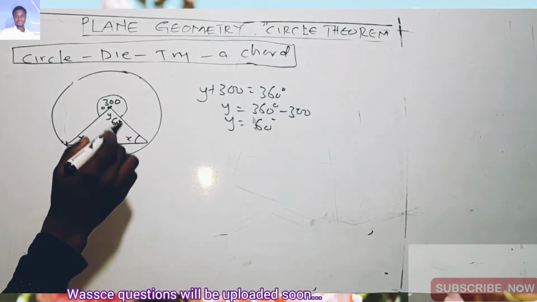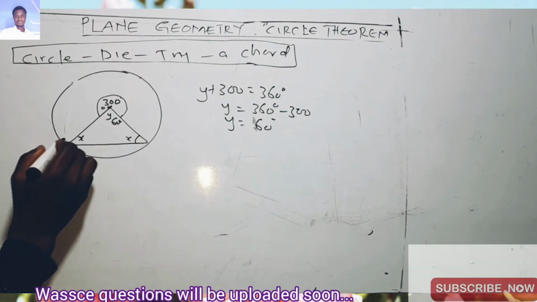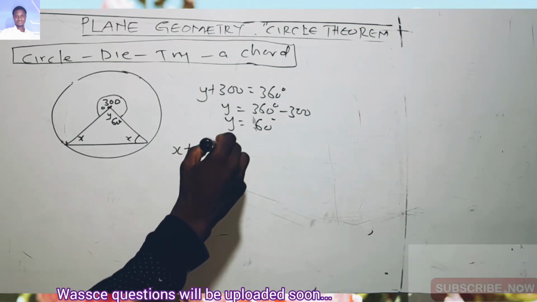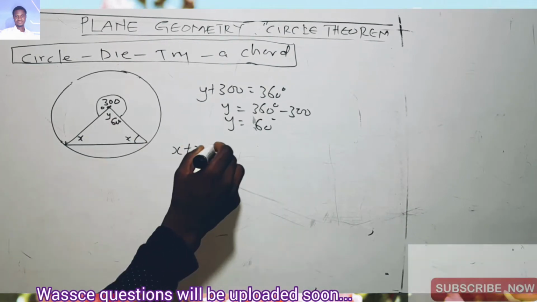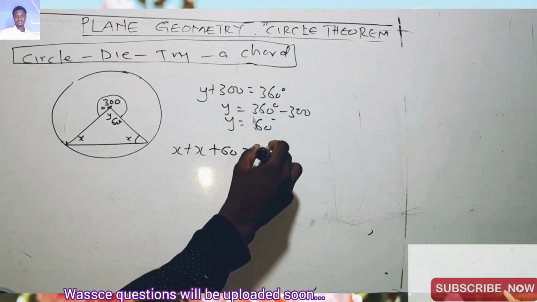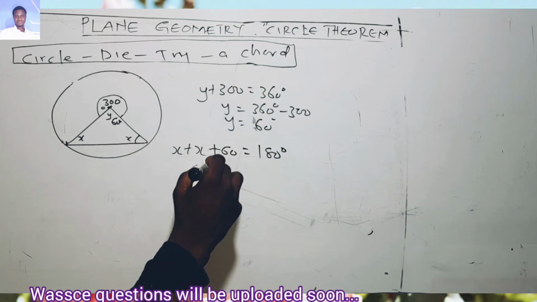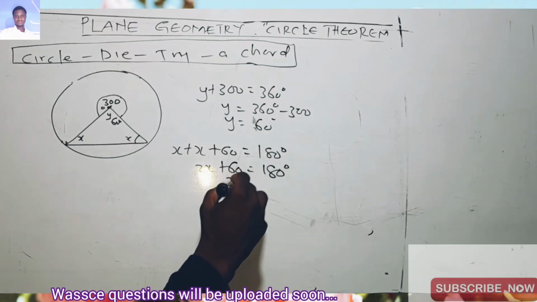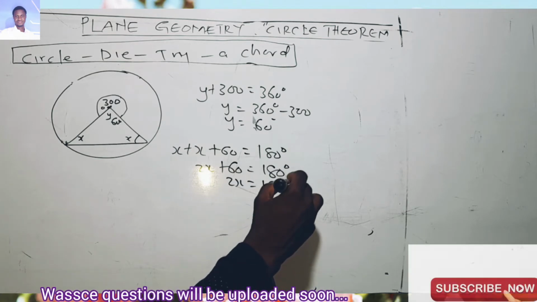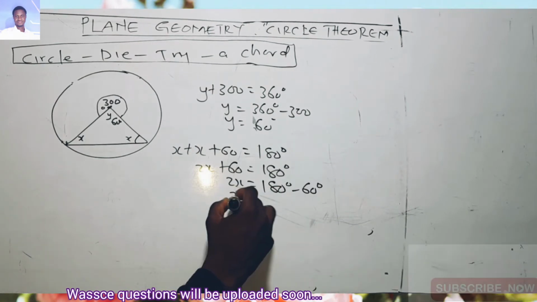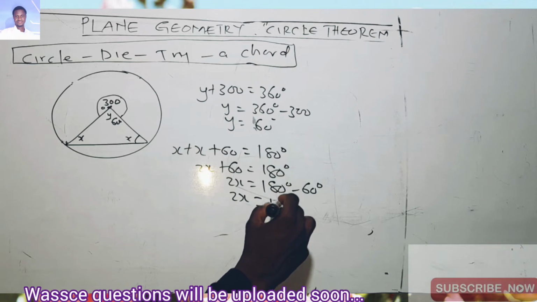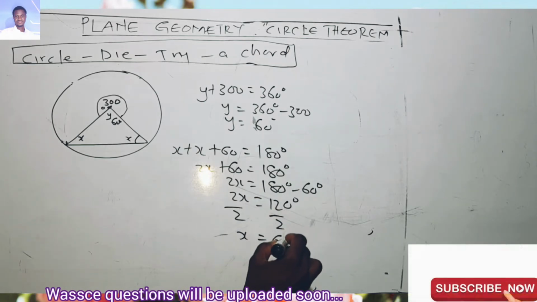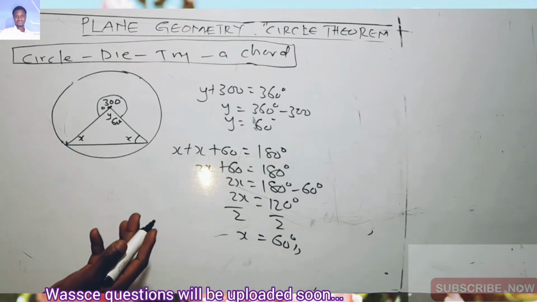So now after you know that one, the total angle in a triangle adds up to what? 180. So I'm going to say x plus x plus this angle we have got here, which is 60 degrees, should give us what? 180 degrees. So 2x plus 60 degrees should give you 180 degrees. So 2x will give you what? 180 degrees minus 60 degrees, which is 120 degrees. So we divide by 2, so x is also 60 degrees. Have you seen how we apply this?